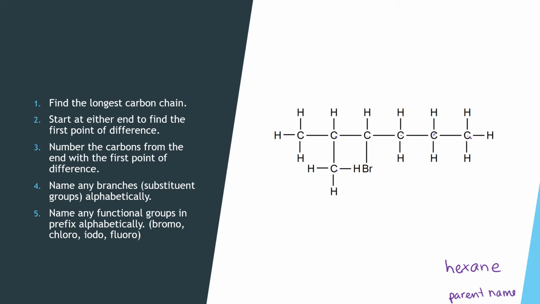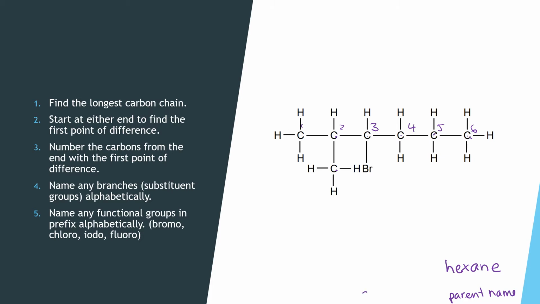Now, you must decide on the best way of numbering. So you start at either end, and you count 1 from either end, and 2, and you find the first point of difference. The first point of difference starts from going left to right. So then this becomes 1, 2, 3, 4, 5, 6. And these numbers provide an address for the additional components on the main chain.